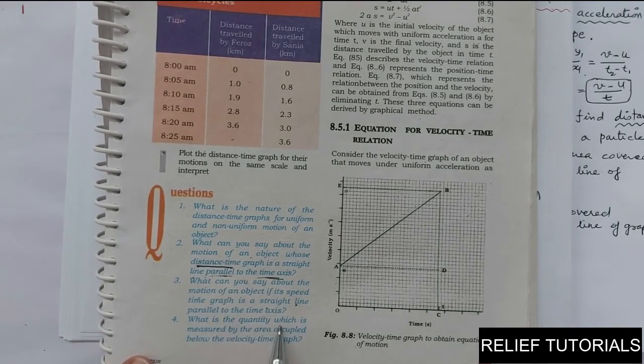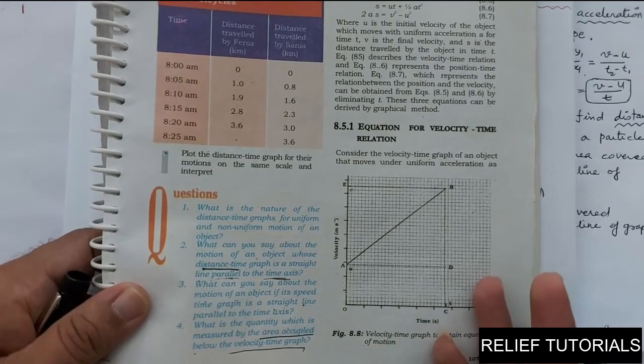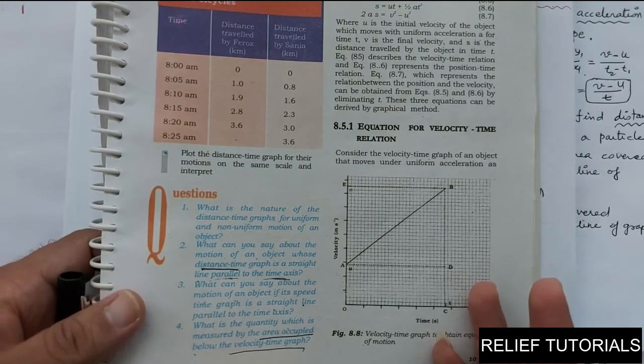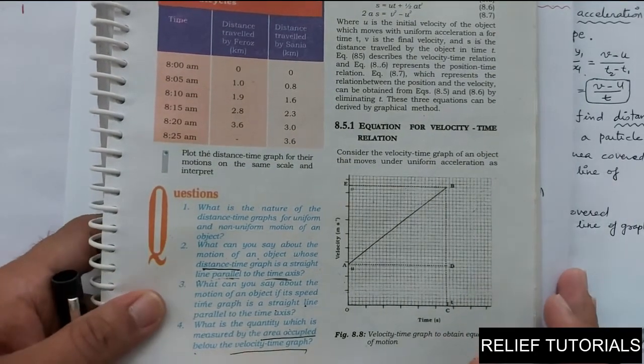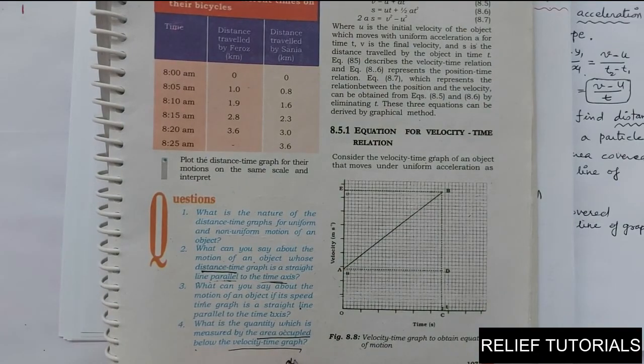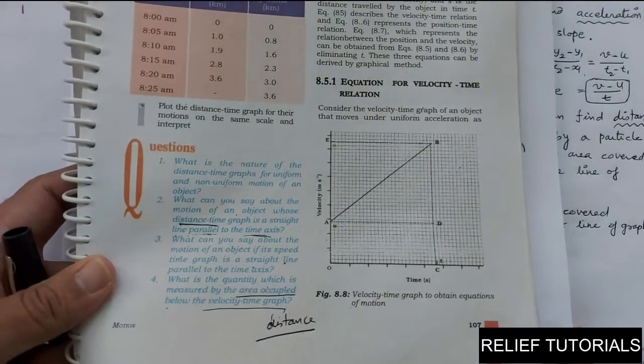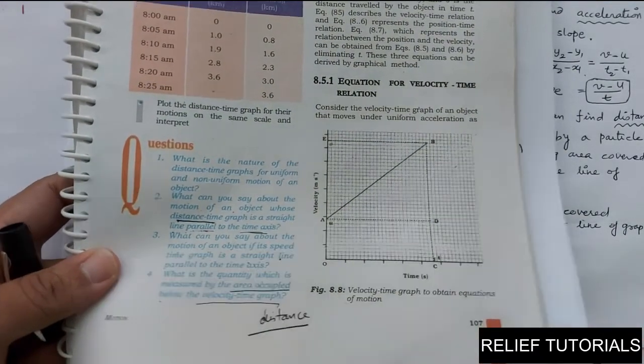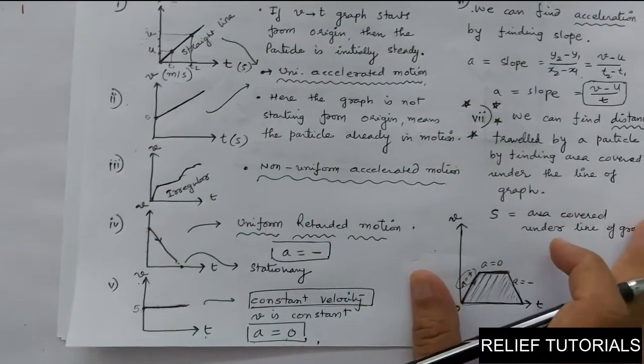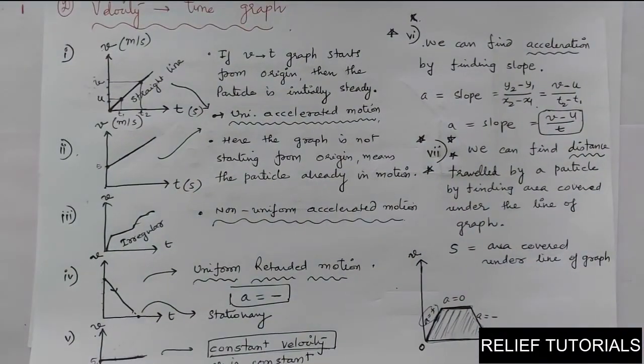What is the quantity which is measured by the area occupied below the velocity versus time graph? Means if you find the area below the velocity versus time graph, which quantity you can calculate? I think that quantity is distance. Means distance can be calculated by finding the area occupied under the velocity versus time graph. Here it is. So very easy questions these were.